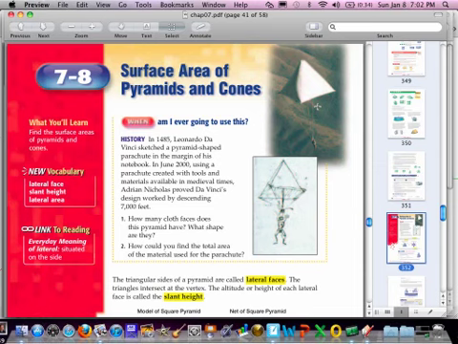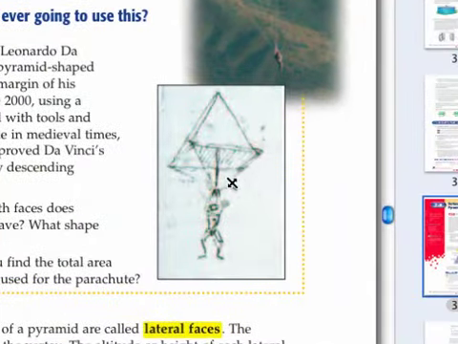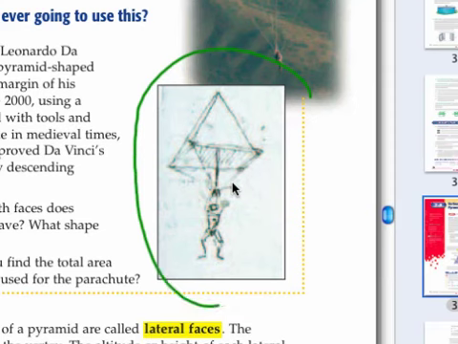Section 7-8, surface area of pyramids and cones. Now take a look at this. This is a drawing that Leonardo da Vinci drew back in 1485, and it shows a pyramid-shaped parachute.